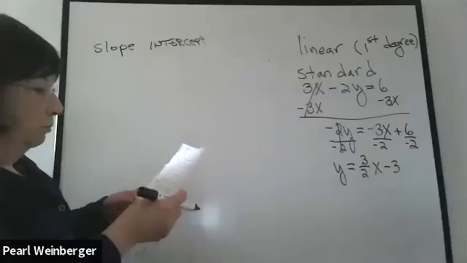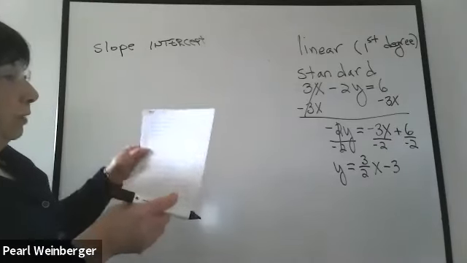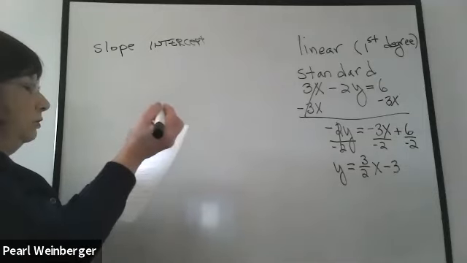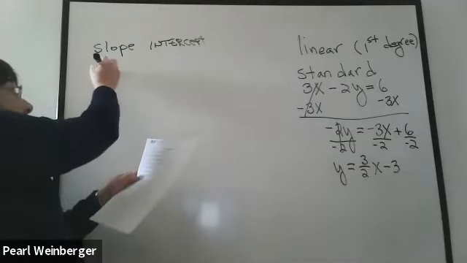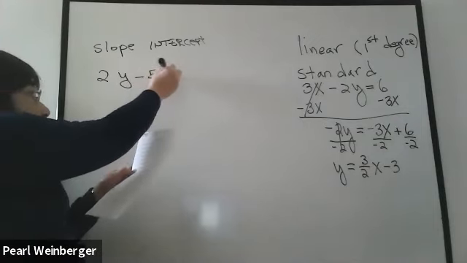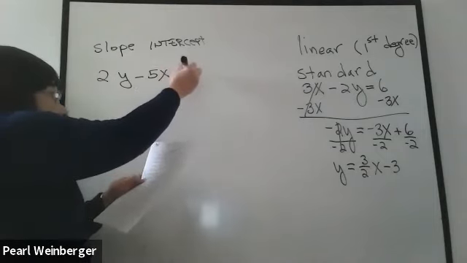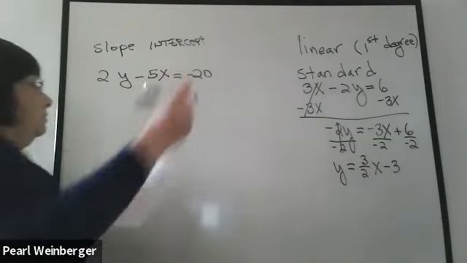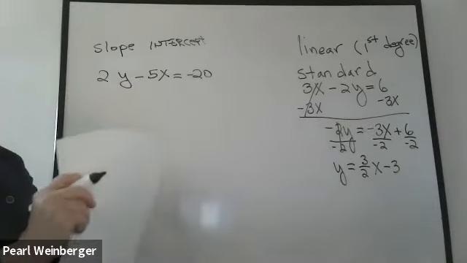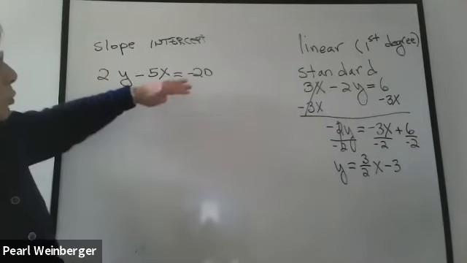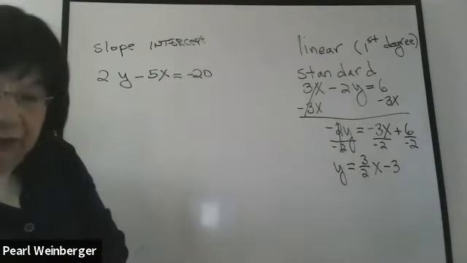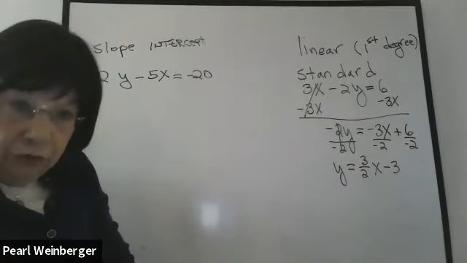This is number 7 on their practice sample sheet. It says graph the equation of the line using the slope and y-intercept. The equation is 2y minus 5x equals -20. It's not even in standard form because it has the y first and the x, but it doesn't matter. What they want us to do is put this in slope intercept form and then use it to graph the line. I'm going to give you a few minutes to try that.